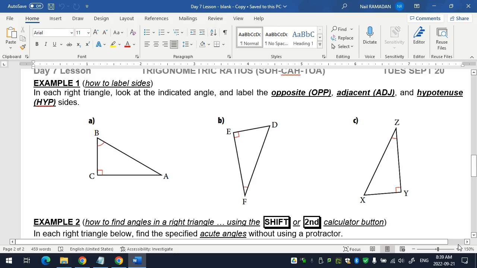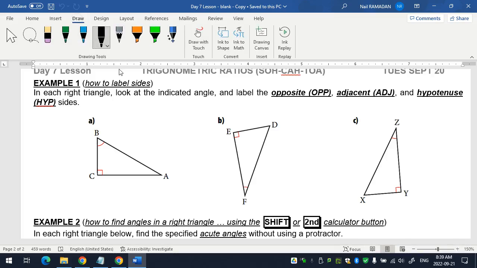Now, in each right triangle, look at the what? What's this word? Indicated or chosen. I want you to write chosen under it. So in this case, I chose an angle, not like yesterday where I allowed you sometimes to say, do you want this one or the top one or the bottom one? Usually I choose. So indicated means chosen angle. And based on that, tell me where the opposite is, tell me where the adjacent is, and tell me where the hypotenuse is.